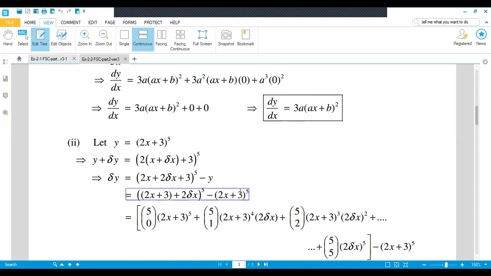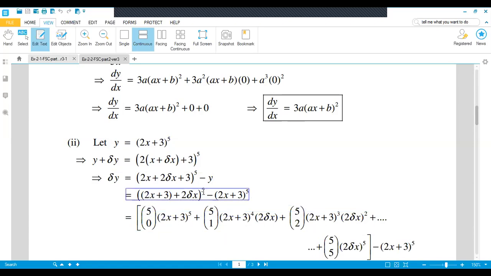You put the value of y, and now here they solve it with 5 combination 0, and then the first value, plus 5 combination 1, then the first value power 5 minus 1, 4, and into the second value. Or you can also do it that you take 2x plus 3 common and convert it into 1, and then you solve it just like we did in the previous exercise. You can do it by that method also. So how will you do this method?